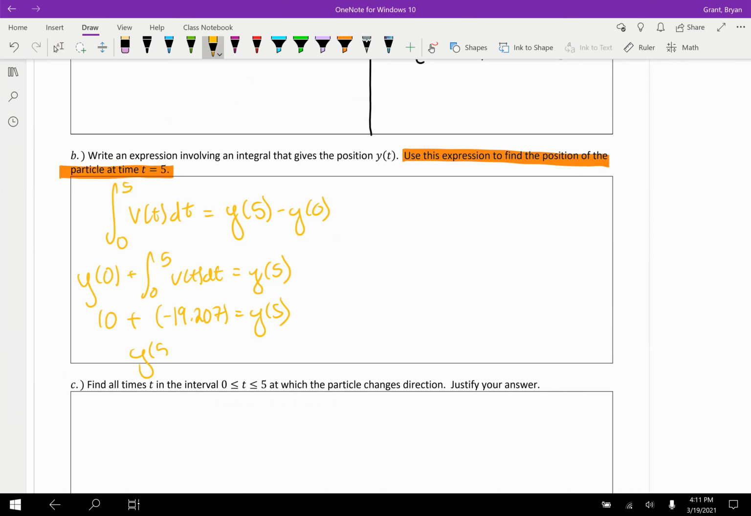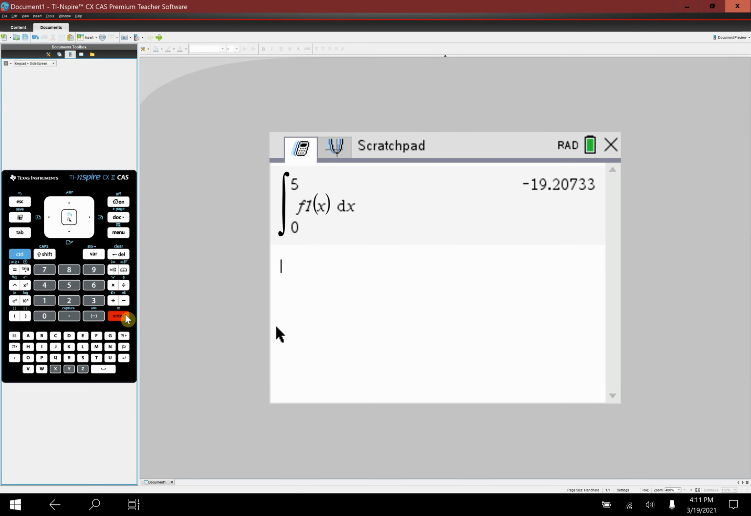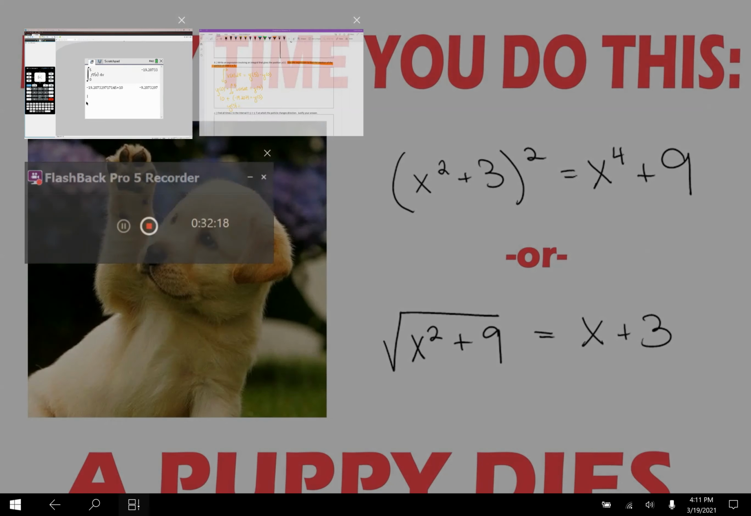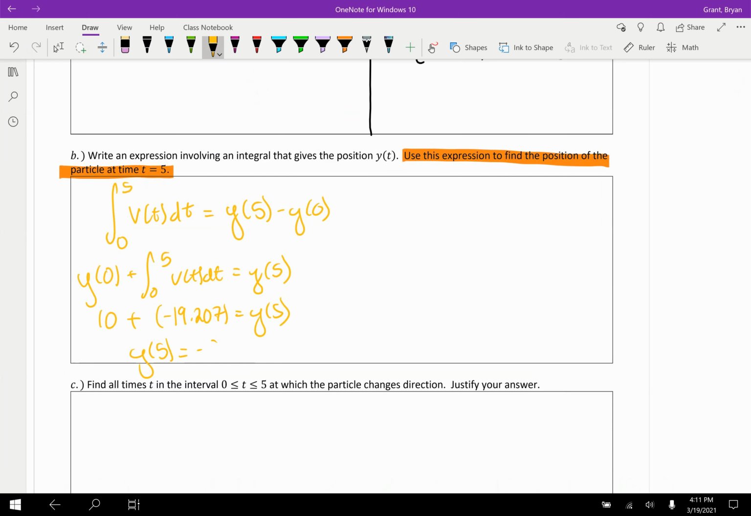Therefore, we can say that y of 5 equals, and again, you could stop here if you wanted, but since you have a calculator, I think the rest of this isn't too bad. We just need to add on 10. 10's a positive. Negative 9.207. I guess we probably didn't need a calculator for that. Awkward, but that's okay. There we go.